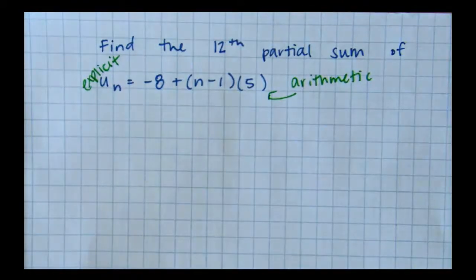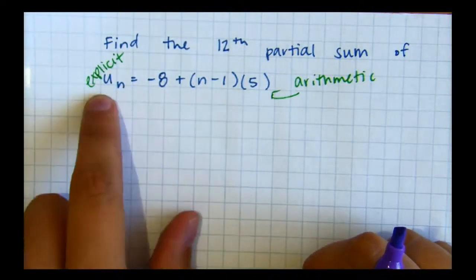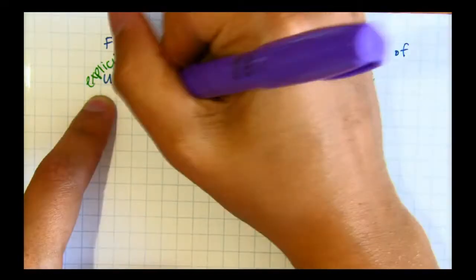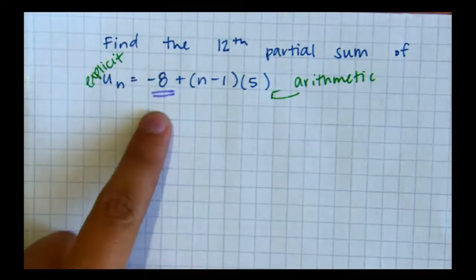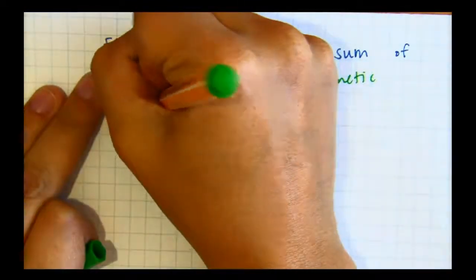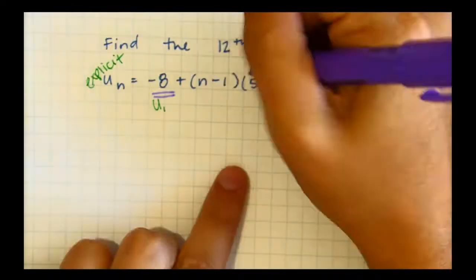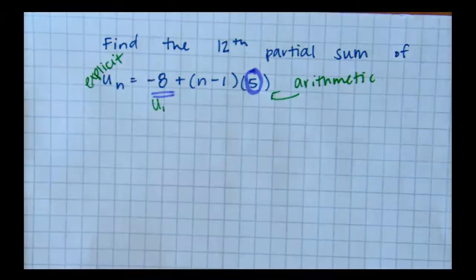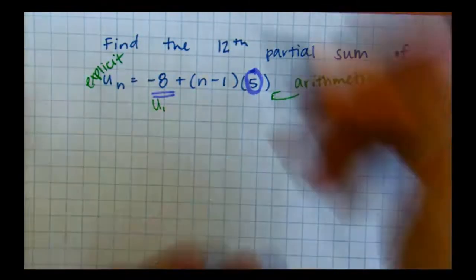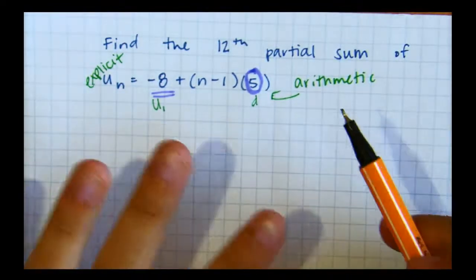And I know that because there are no exponents in this whole equation. So the nice thing about giving you the u sub n in explicit form is that you already know a couple things. I know that in my explicit form, my first value, in this case -8, is my u sub 1. I also know that this 5 over here is my difference. Okay, so I know two things so far.